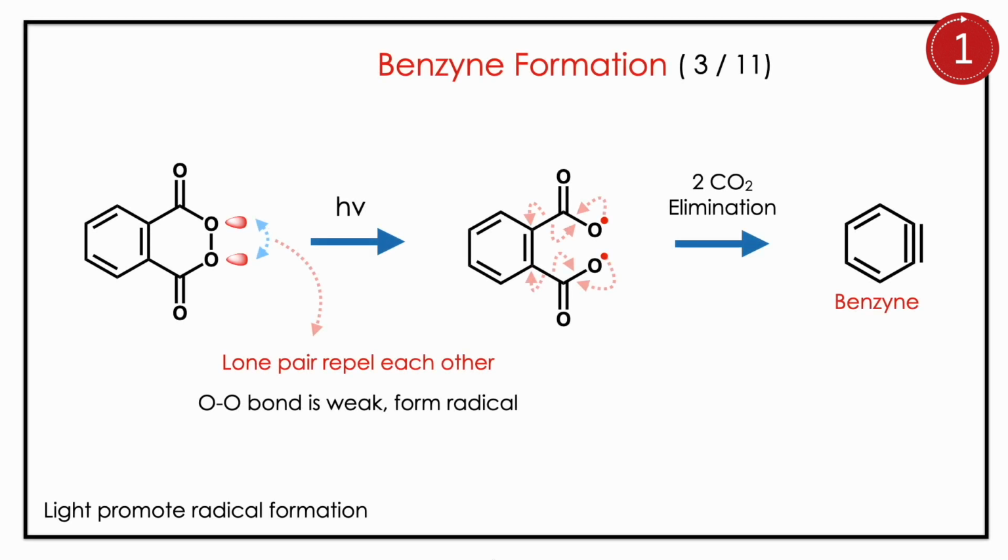Then the next synthetic method: you have benzene fused with a peroxide. It contains two carbonyls and continuous oxygens. You are using light. Continuous oxygen is called peroxide. Basically, it has lone pair repulsion that is very high, so the bond is weak. If you use light, light promotes radical formation, so a radical forms. But the radical is very reactive, and it promotes the leaving of CO2. So it has two possible CO2 eliminations. CO2 eliminates and you have benzyne formation. So the peroxide pushes the CO2 out, and you have benzyne at the final step.